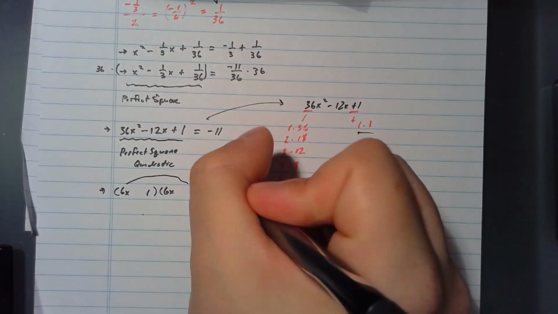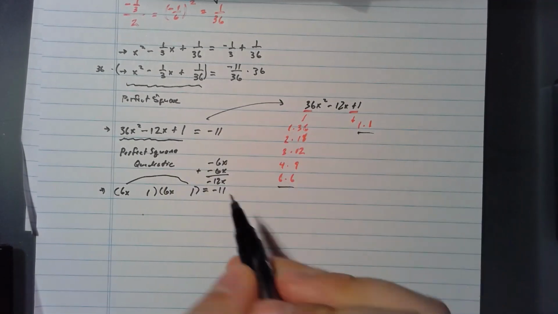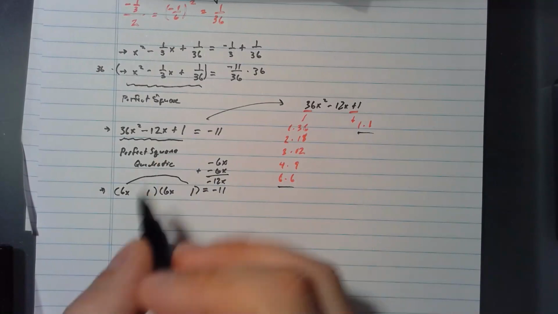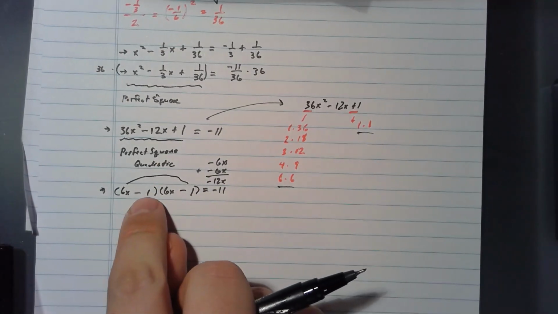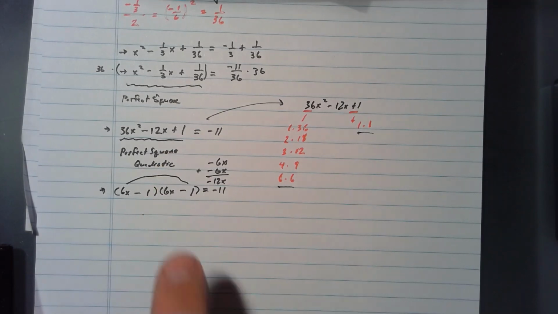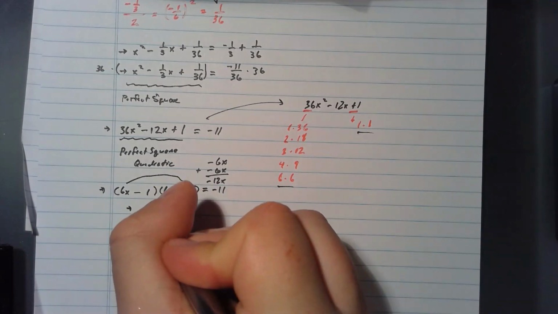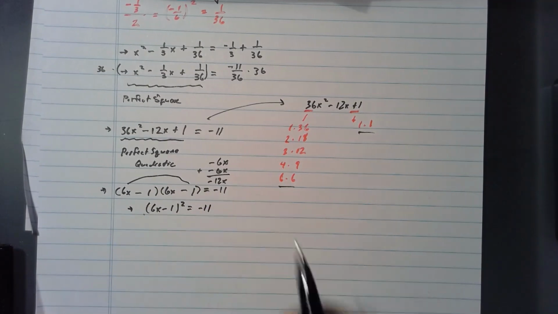How do I get that? They both need to be negative. So that means this is negative and this is negative. And then finally, negative 1 times negative 1 is positive 1. So I know that these are the factors. So I could rewrite this as 6x minus 1 squared equals negative 11.